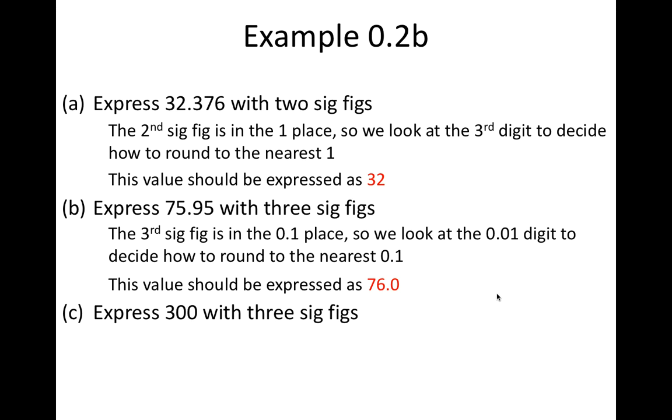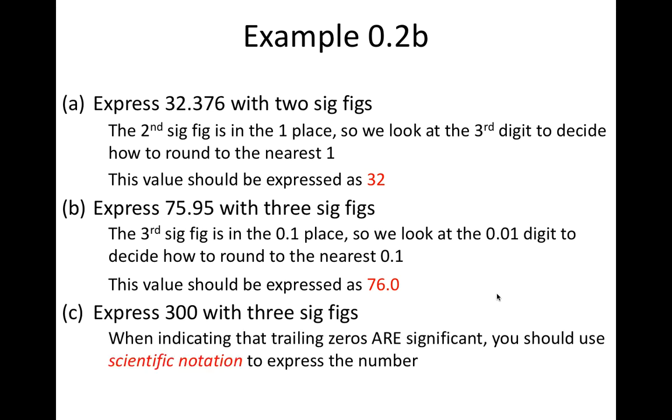In part C, we're asked to express 300 with three significant digits. This is impossible to do with our standard notation. There's no way to note that those zeros are significant. This is where scientific notation comes in handy. We can express the number as 3.00 times 10 to the second power. This will have three significant digits because the zeros after the decimal place are considered to be significant.